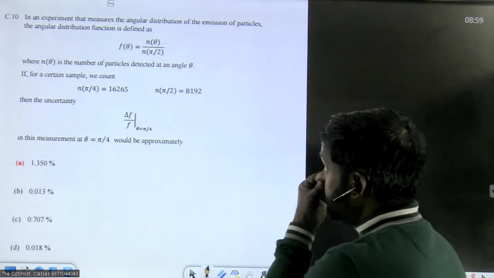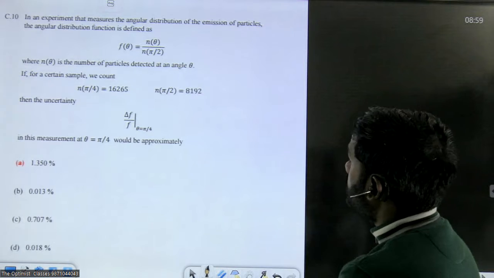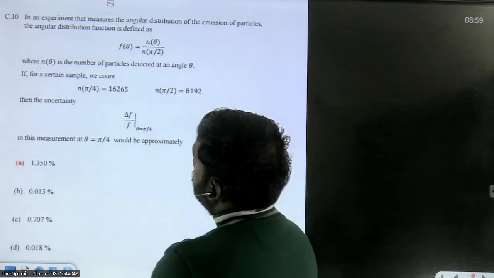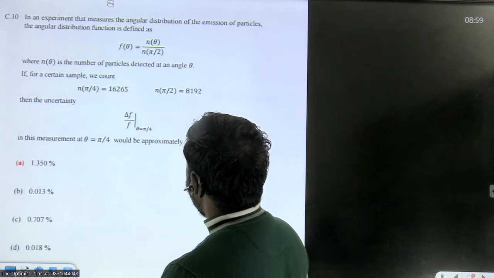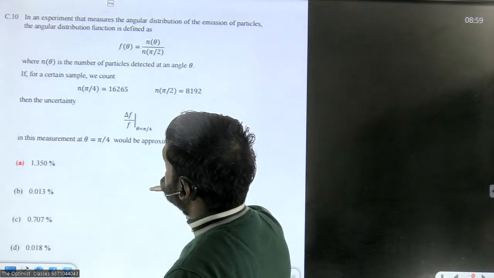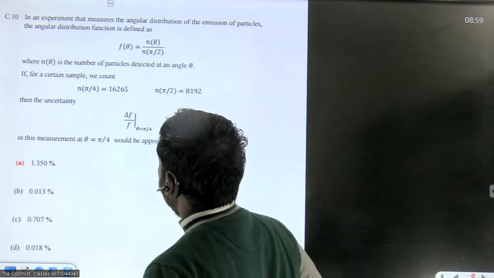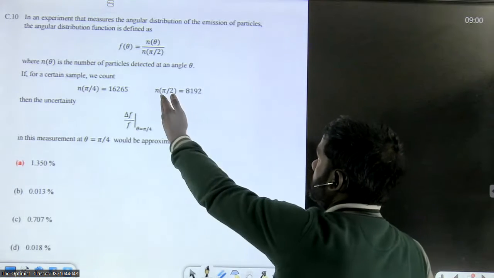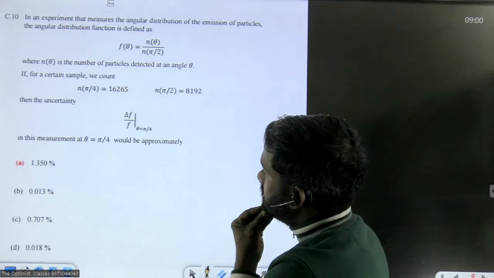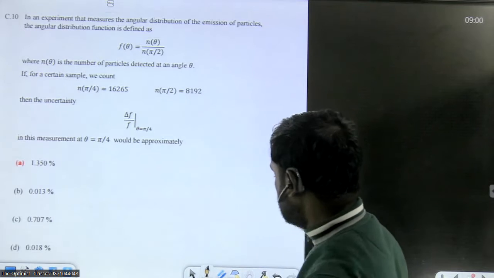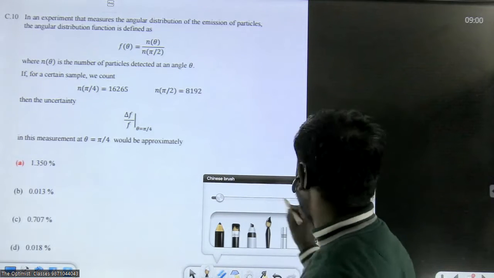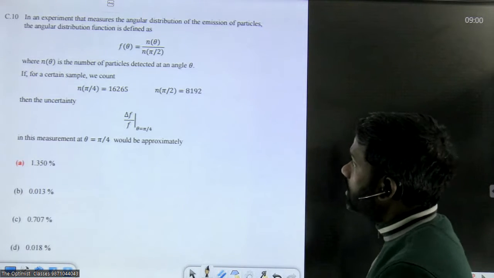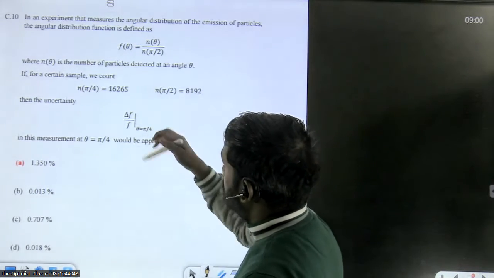It says in an experiment that measures the angular distribution of emission of particles, the angular distribution function is given by this formula, where n theta is the number of particles detected at angle theta. If for a certain sample we count n, and n at pi by 4 is 16,265, and it is 8192 at theta equal to pi by 2, then we have to calculate the uncertainty. We have only two data points, and out of those two we have to calculate uncertainty. I actually don't know how to do it, but somehow I figured out a way to estimate this uncertainty.